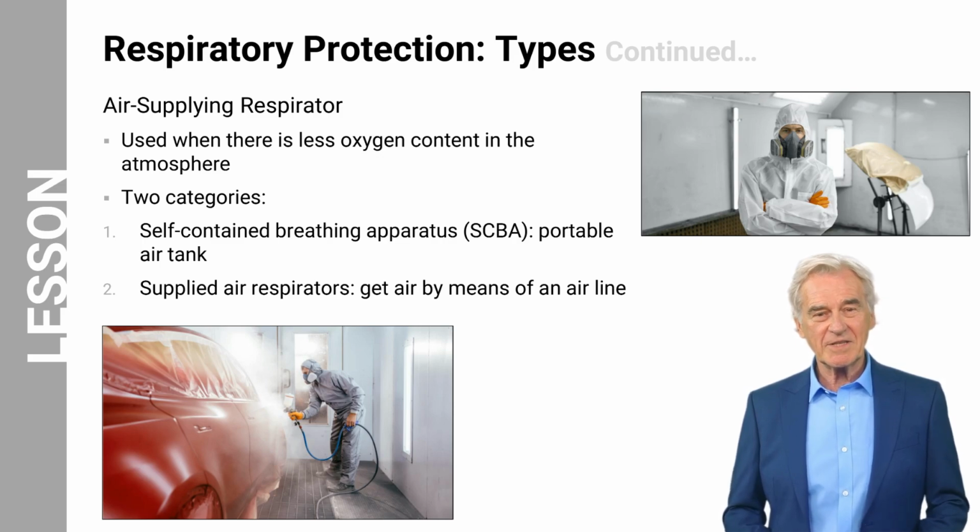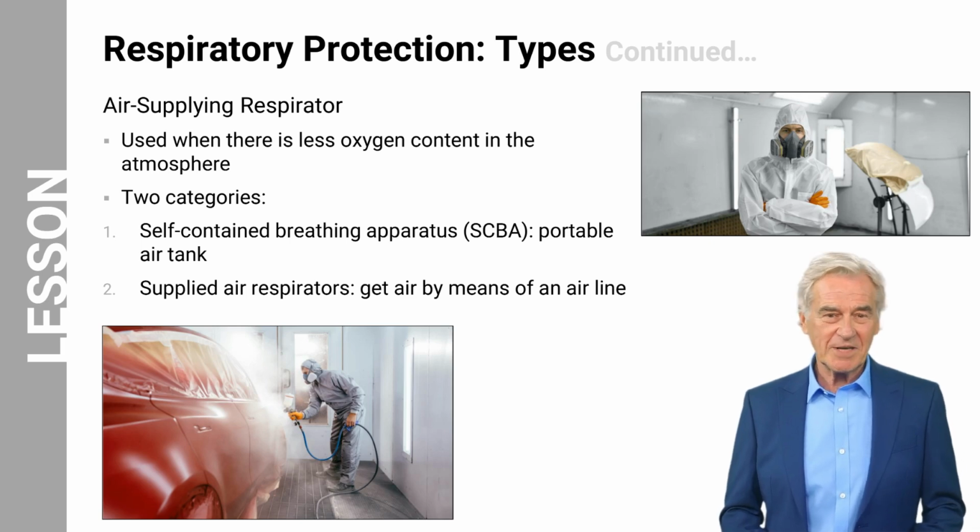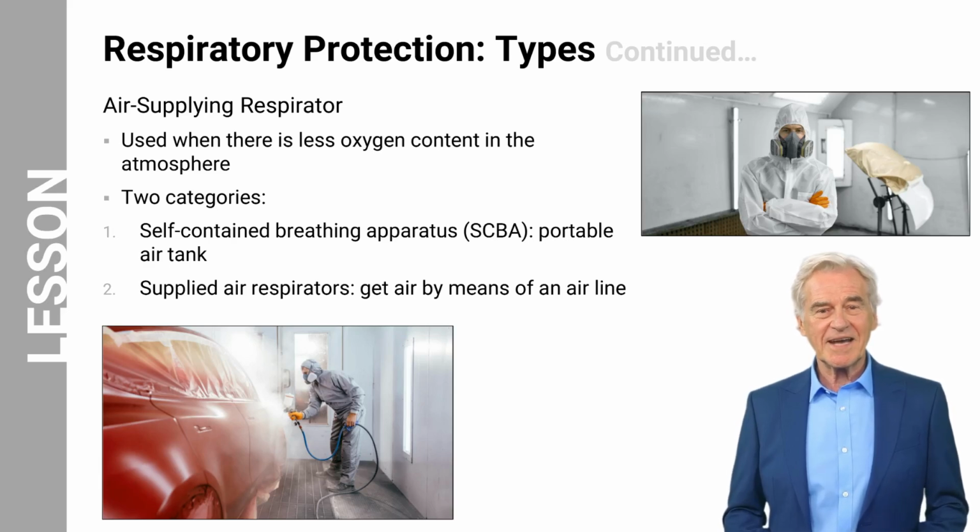Air-supplying respirators are used in situations where there is less oxygen content. There are 2 categories of air-supplying respirators as well: self-contained breathing apparatus, abbreviated as SCBA, and supplied air respirators. SCBA and supplied air respirators differ in how they receive air to supply it to the worker. SCBA respirators have a compressed cylinder or an air tank that the user carries on a backpack and is portable, whereas supplied air respirators get air by means of an airline.